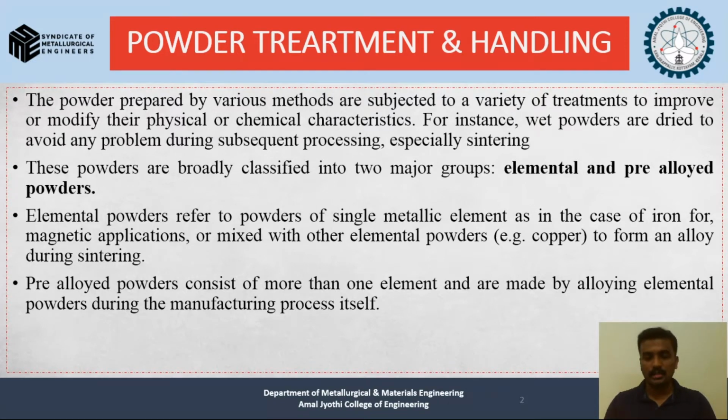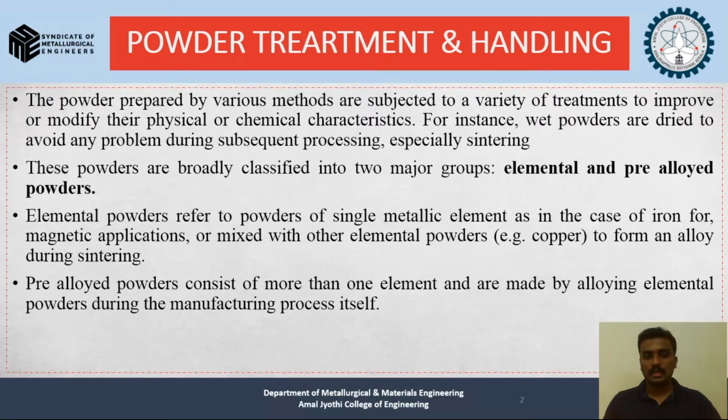and what the treatments behind the powder process are. The powder can be prepared by various means, like being subjected to a variety of treatments to improve and modify its physical and chemical characteristics. For example, wet powders are dried in order to avoid problems during the subsequent processing of sintering. Sintering is done at a higher temperature, so we have to get rid of the moisture in the powder, and this is a kind of treatment process we normally do.